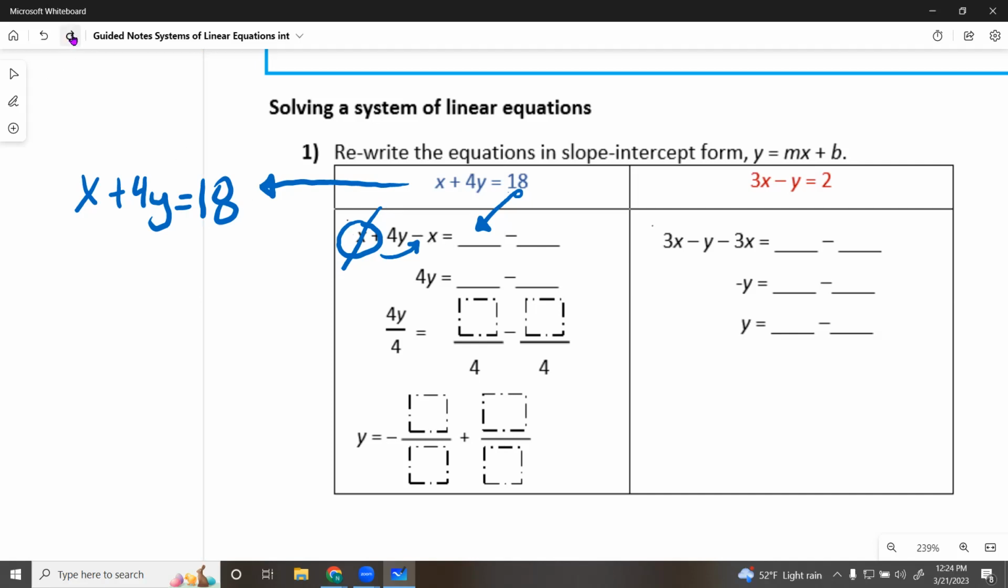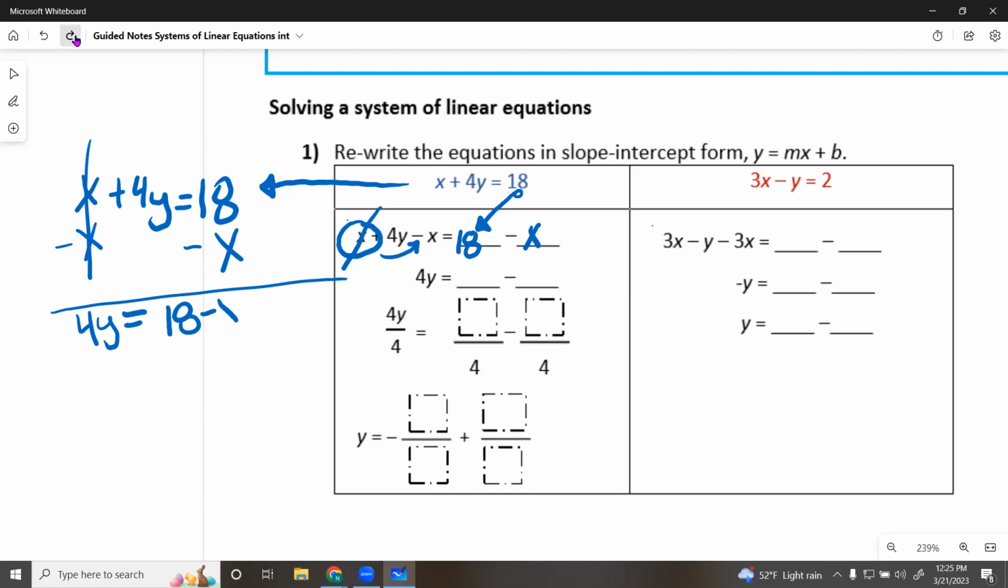Because I do my math vertically, that 18 minus x looks like this. So I subtract it vertically to undo it, to get rid of it. And what you do to one side of the equation, you have to do to the other side of the equation. So that's how we got 4y equals 18 minus x on the line here.